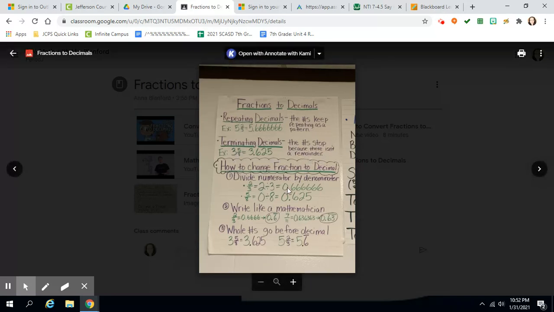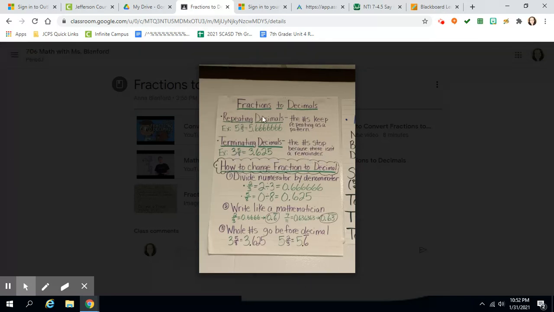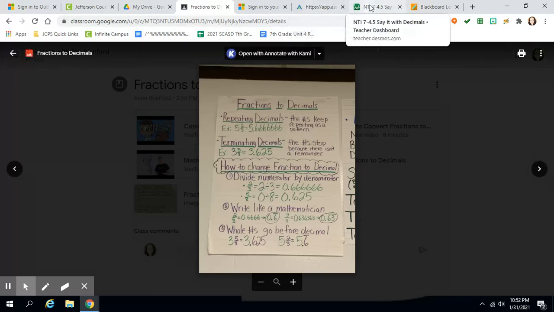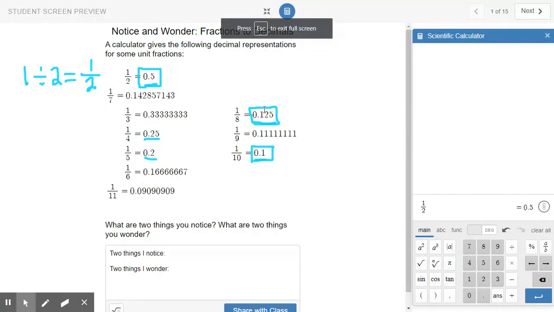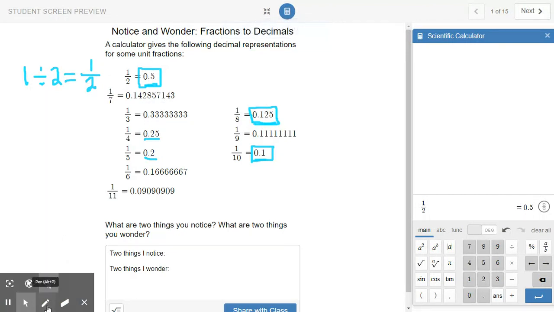The other ones we see, well, some of them are repeating decimals because the numbers don't stop, and sometimes we start seeing a pattern in the numbers. So, for instance, if I come back to my Desmos, this stops because, let's take a look. If I did this in long division, it would look like this.